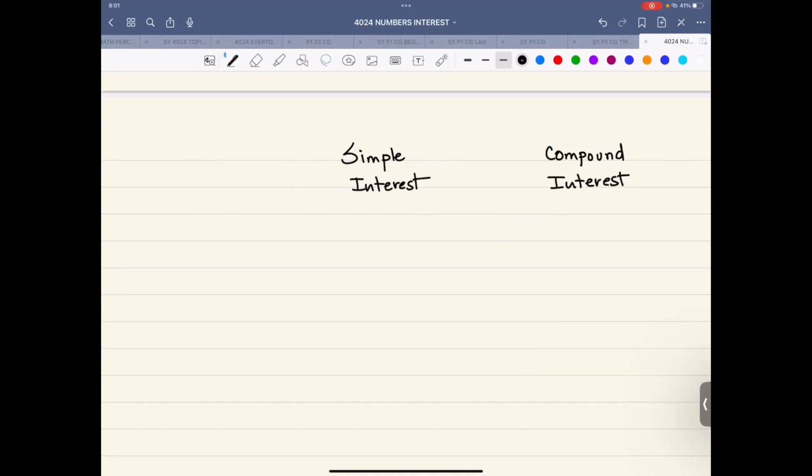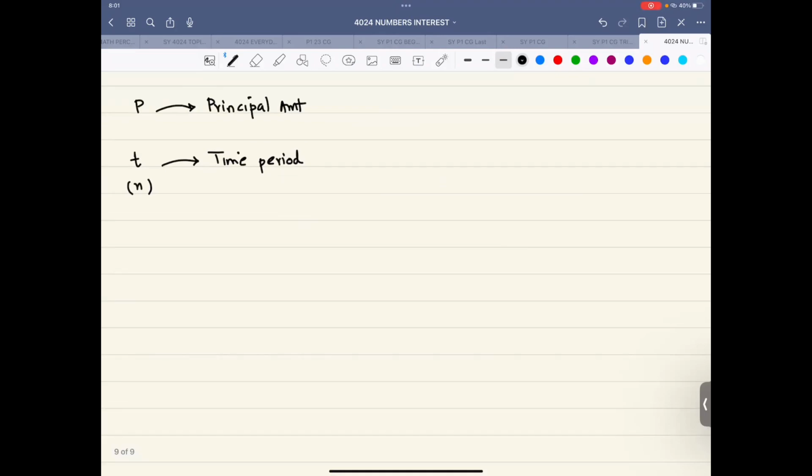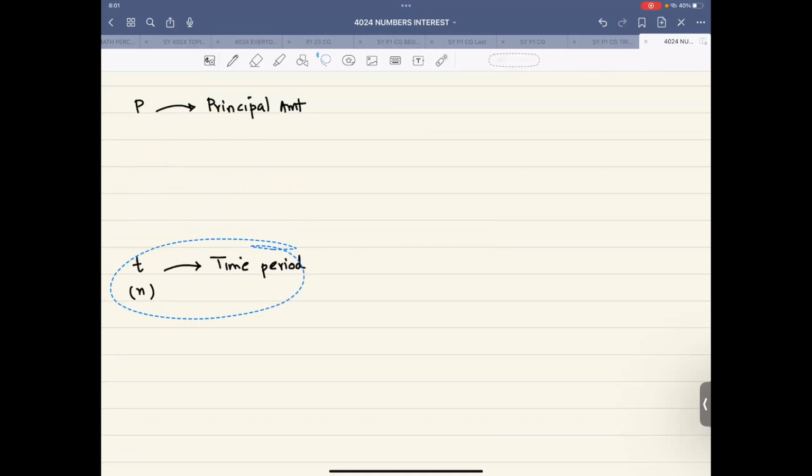Now, when we are talking about the terminology, we use symbols, and what does each stand for? The symbol P stands for the principal amount, the original amount that is invested. And then let's use T as the symbol for time period. We can use T, we can also use N, both are acceptable. And then let me take this down. We can use the symbol R for the rate of interest.